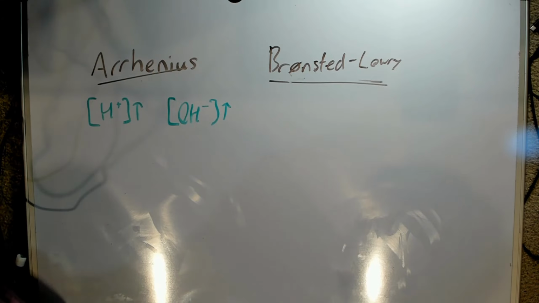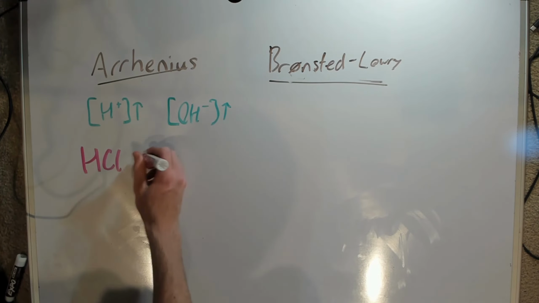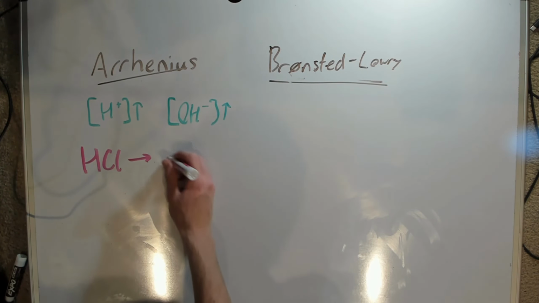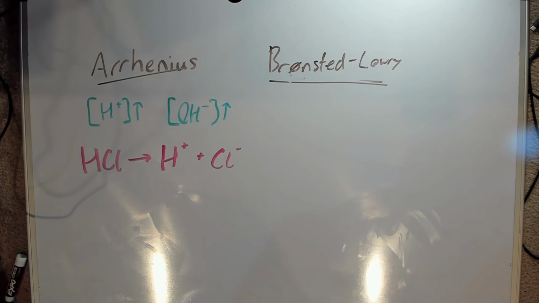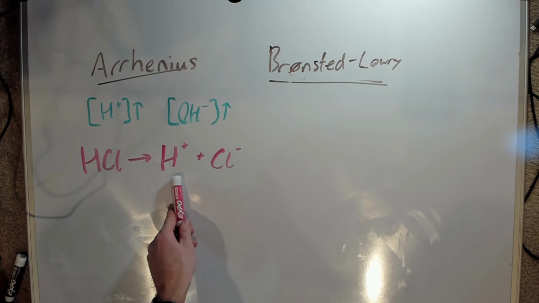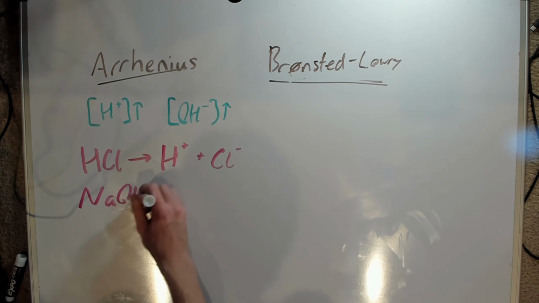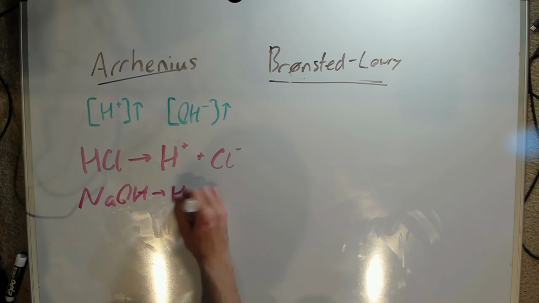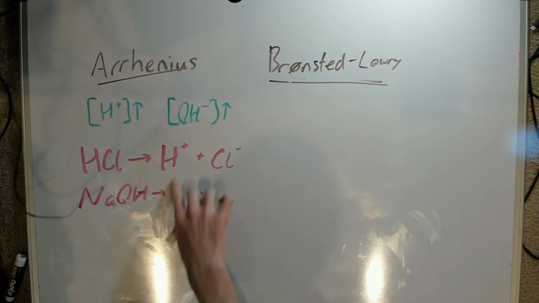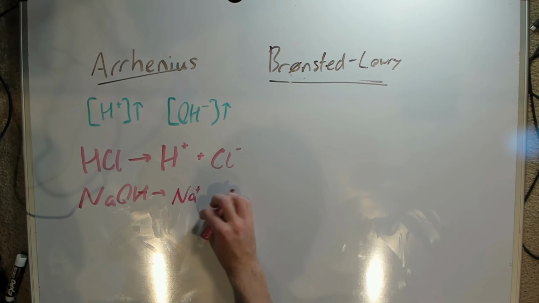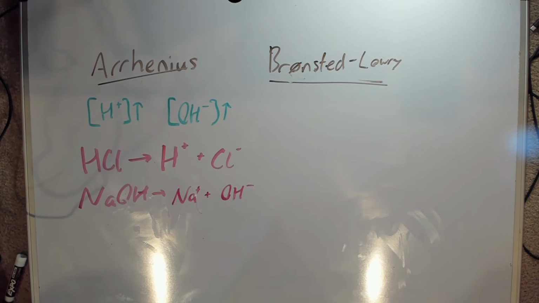To give an example, let's say we have HCl. HCl would be a good example of an Arrhenius acid, because when it dissociates you have H plus plus Cl minus, which is a definite example of an Arrhenius acid because it directly increases the concentration of H pluses. Now, to give another example, we'll have NaOH, sodium hydroxide, which will form Na plus plus OH minus.